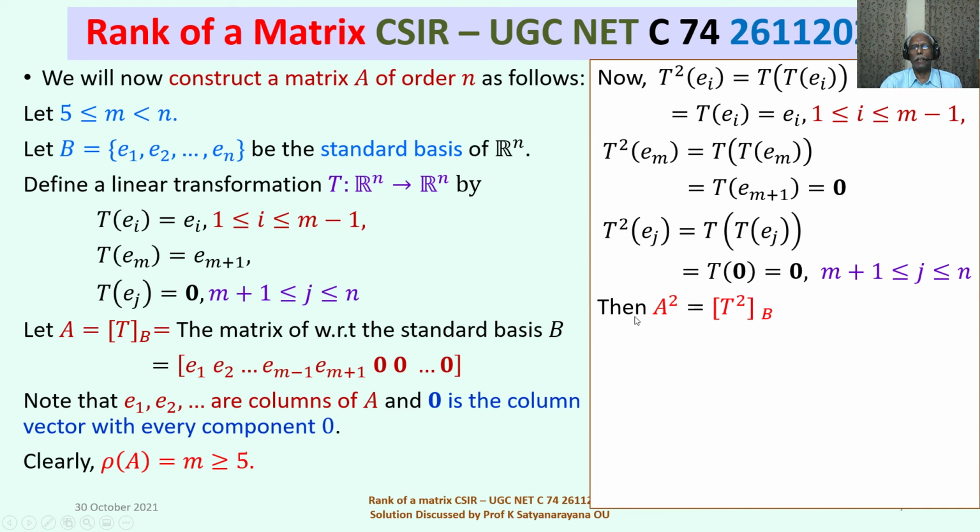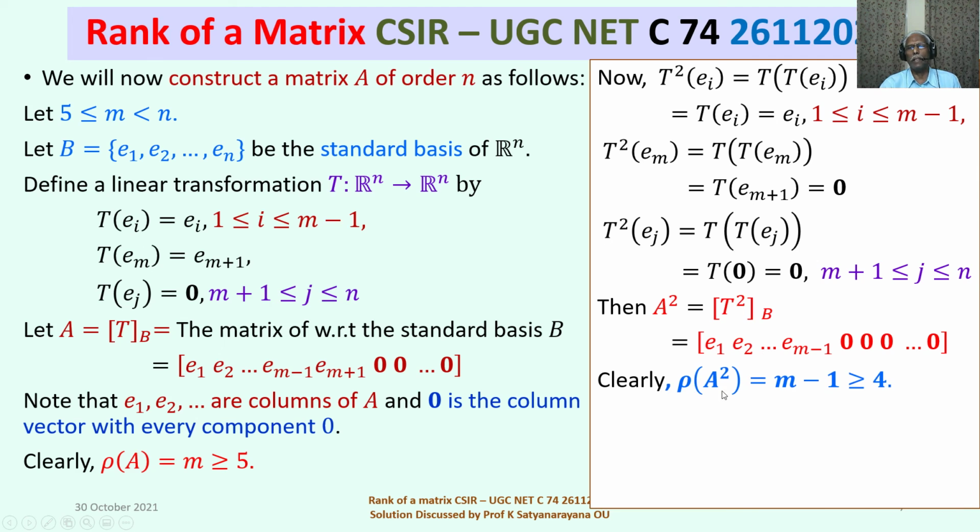So A squared, the matrix of T squared with respect to B, will be as follows. For i = 1, 2, 3 up to m-1, the image under T squared is e_i only. So the column vector e_1, the column vector e_2, up to the column vector e_{m-1}. In the mth position we got 0, the zero column vector. From there onwards everything is 0. So these are m-1 linearly independent column vectors. Therefore the rank of A squared is equal to m-1.